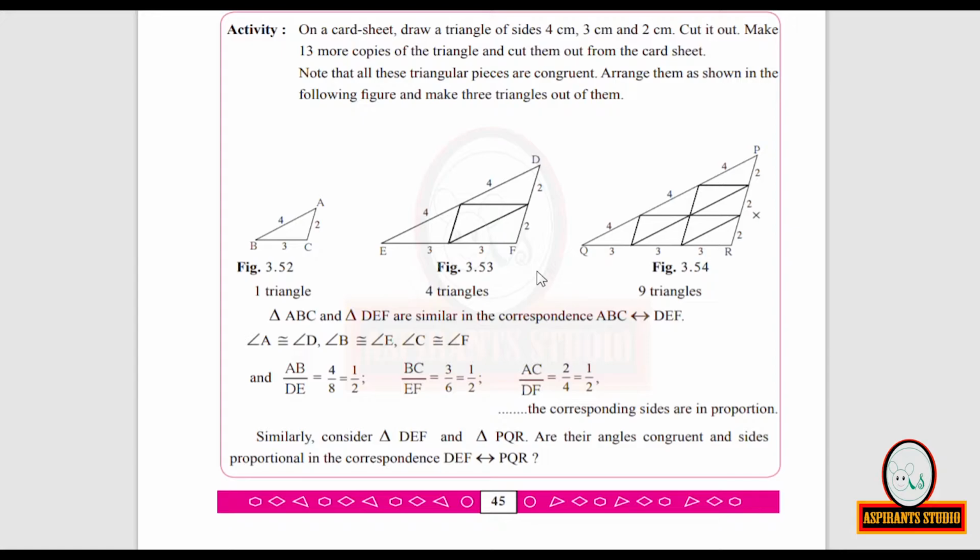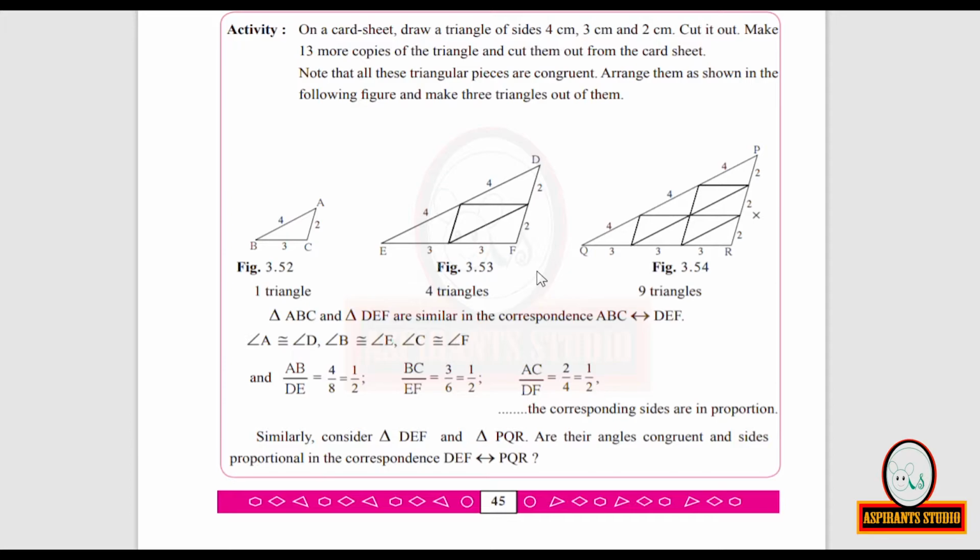That is, the corresponding sides are in proportion. Because we got AB upon DE to be 1 upon 2, BC upon EF is 1 upon 2, and AC upon DF is also 1 upon 2. So we have got AB upon DE is equal to BC upon EF is equal to AC upon DF. So the corresponding sides are in proportion.